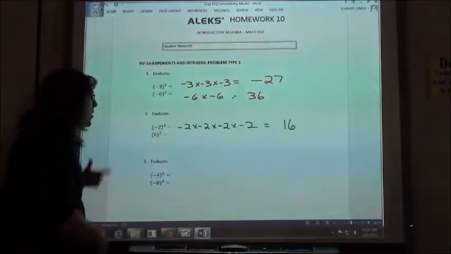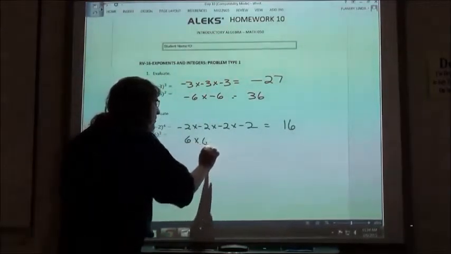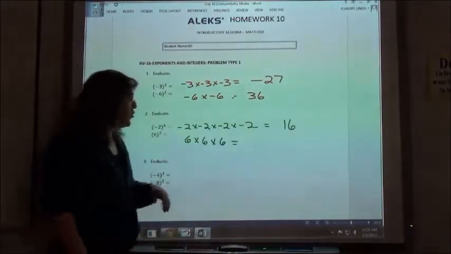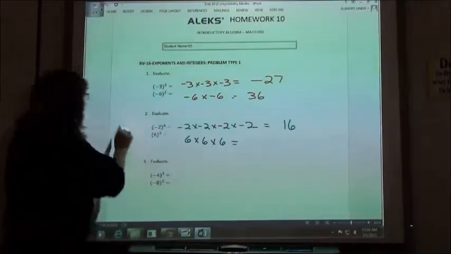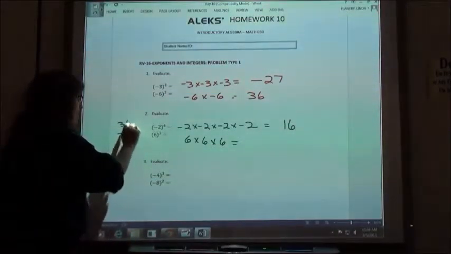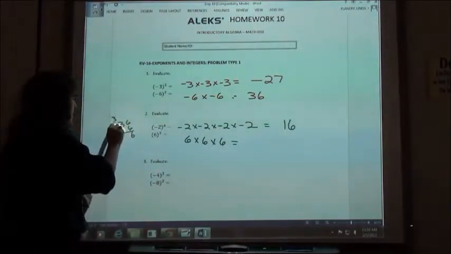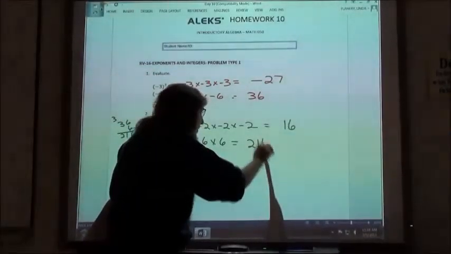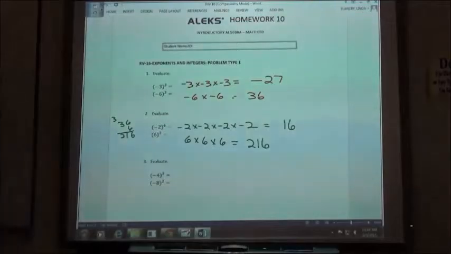6 to the third power just means I'm doing 6 times 6 times 6. So 6 times 6 is 36, 36 times 6, 18, 19, 20, 21 is 216. So 6 to the third power should be 216.